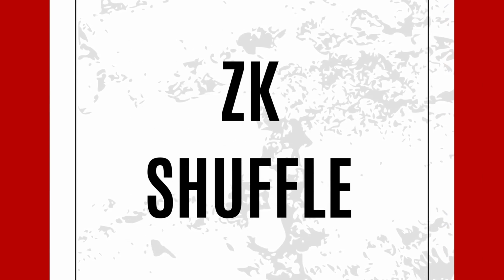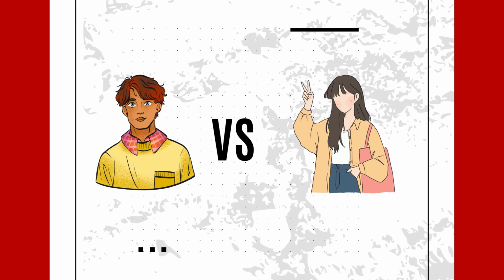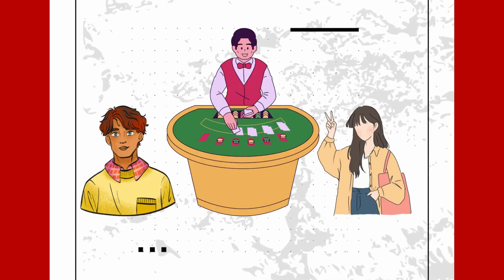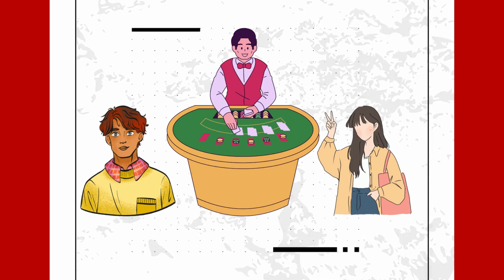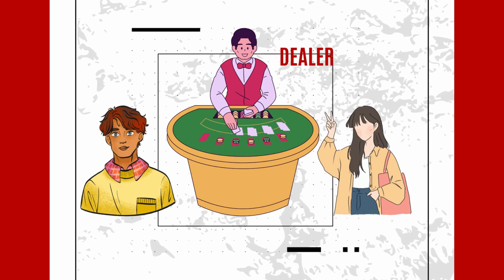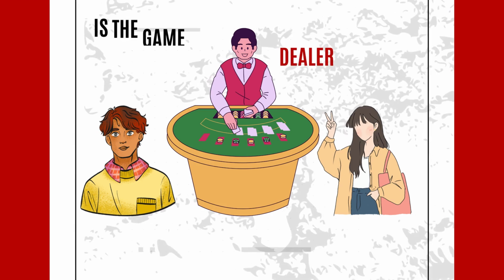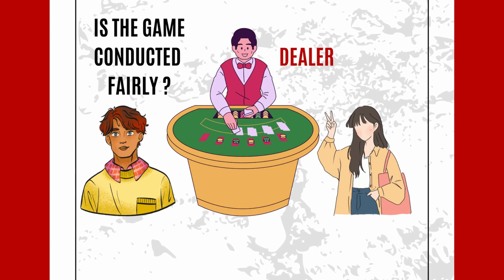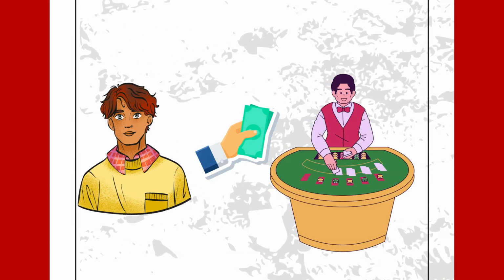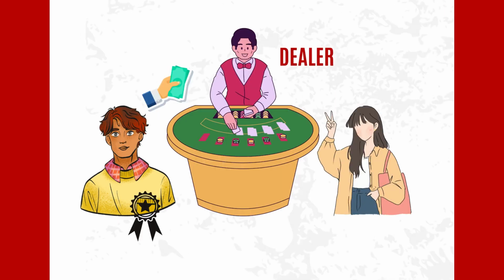So what is ZK Shuffle? Before knowing what ZK Shuffle is, let us find out what problem it solves. Consider a game of poker being played between two or more players. There will always be a mediator between them to shuffle the cards to all the players. In poker terms, the mediator is called a dealer. So how will we know the mediator or the dealer is conducting the game fairly? Do we have any proof for it? What if any player bribes the dealer to favor them?